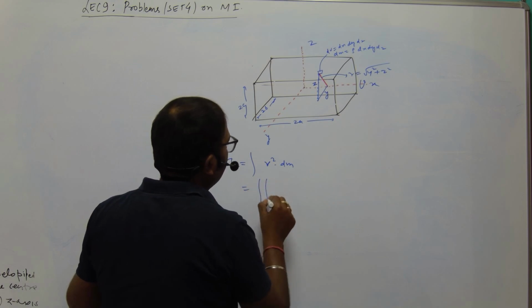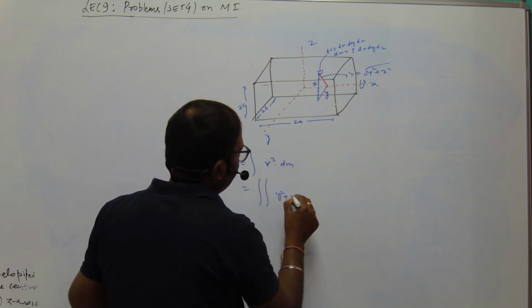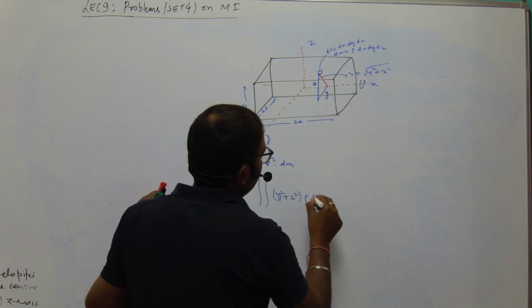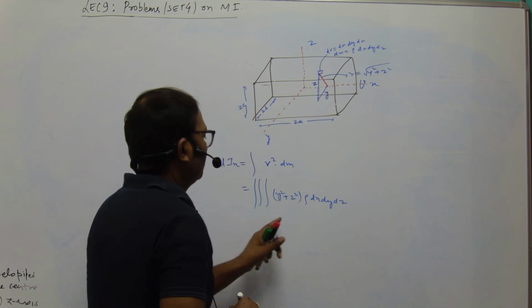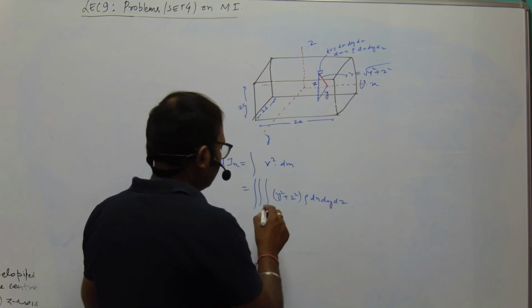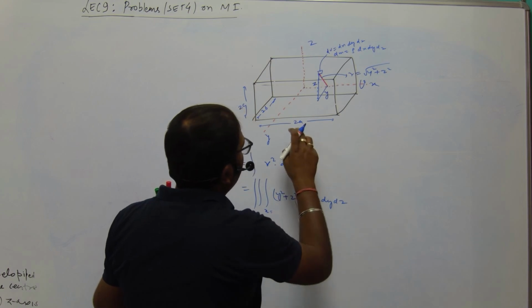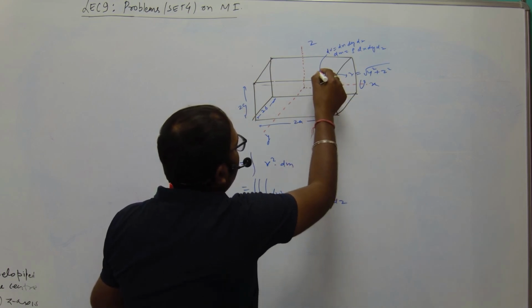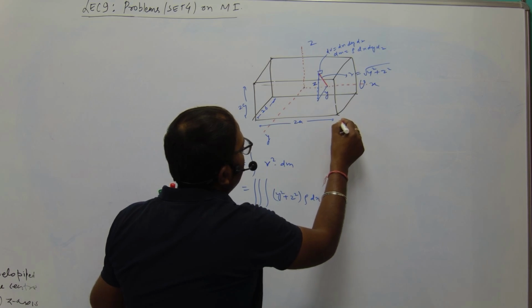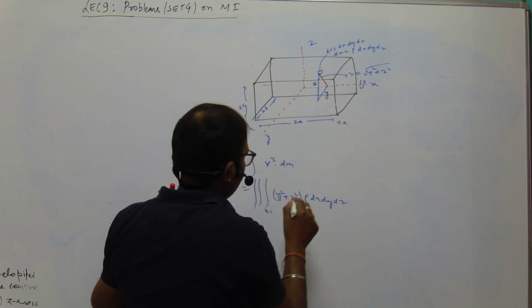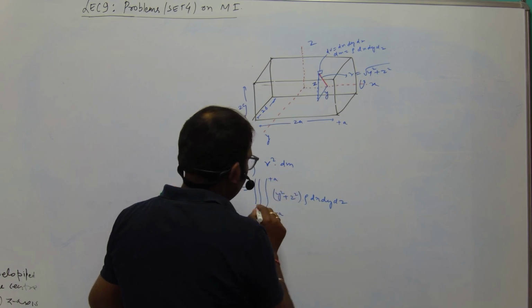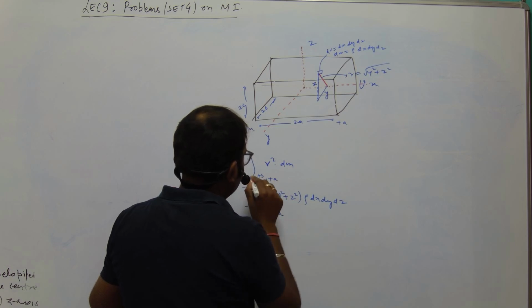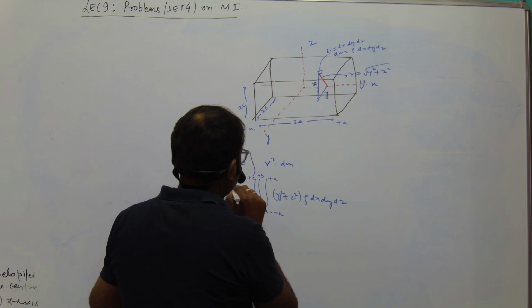So this is equal to the integration of r square, which is y square plus z square, into dm, which is rho times dx, dy and dz. This will be a triple integration. Because this is dx, dy and dz, x varies from minus a to plus a. The whole distance is 2a. Similarly, y varies from minus b to plus b, and z varies from minus c to plus c. This is the value of Ix.